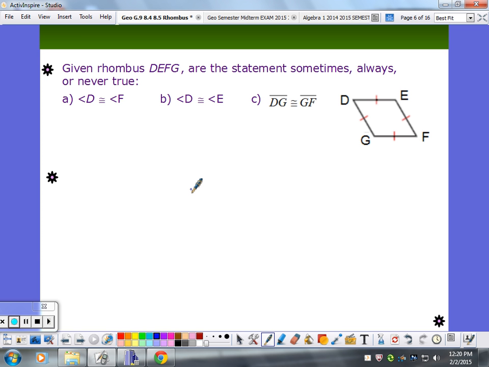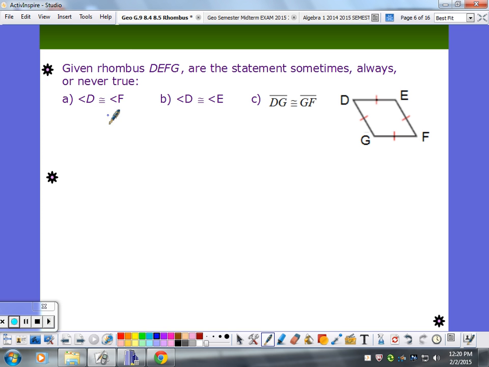Given a rhombus, so rhombus DEFG, and you don't have the picture, but I do, so you can draw your picture in there. Draw that little rhombus DEFG. Are these following statements sometimes, always or never true? If you think you know the answer, raise your hand. Is angle D congruent to angle F? Sometimes, always, never.